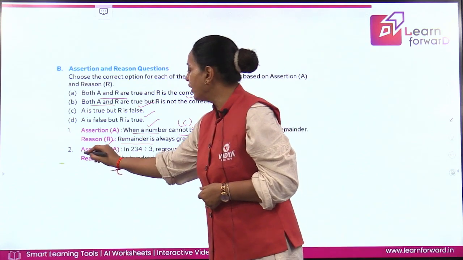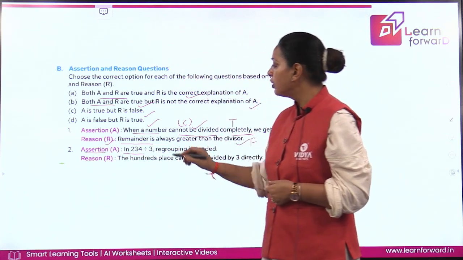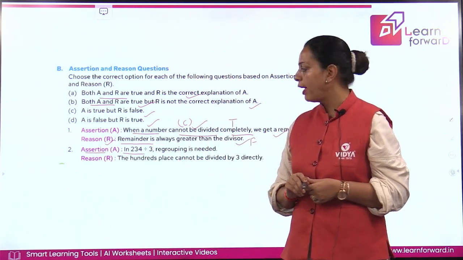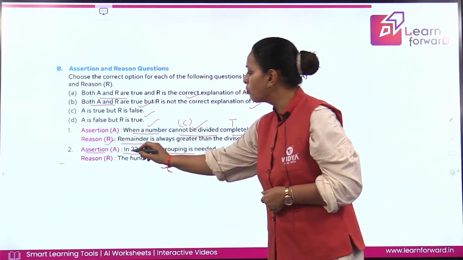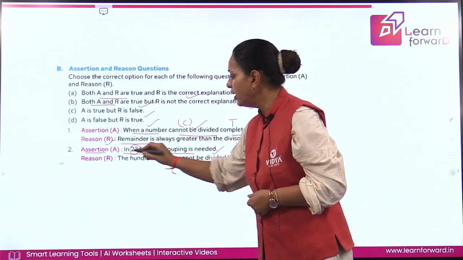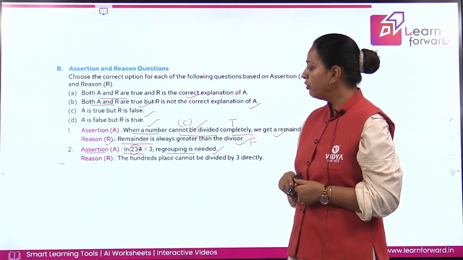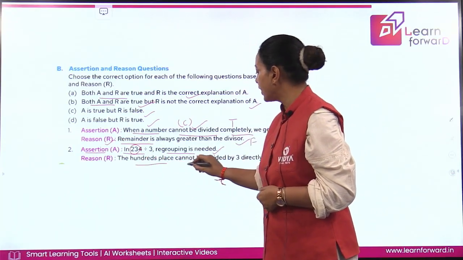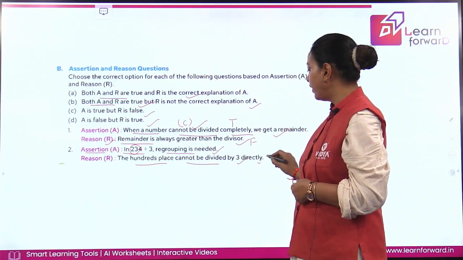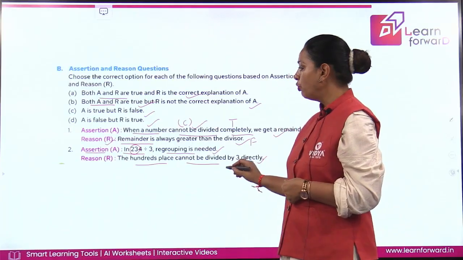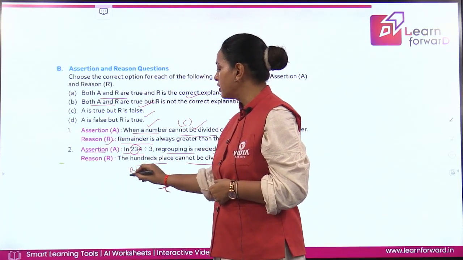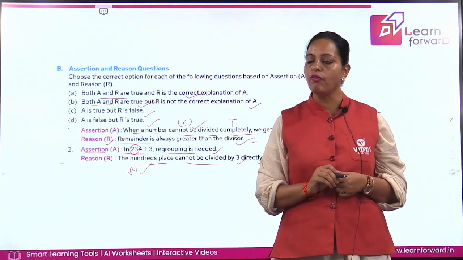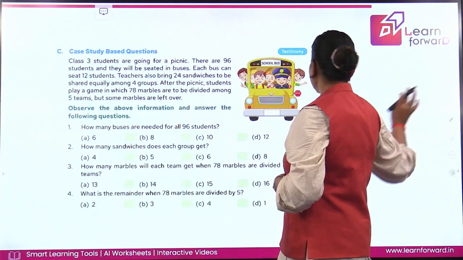Now the second one, assertion A, in 234 divided by 3, regrouping is needed. Yes, because 2 is smaller than 3. So हम 23 ऐसे लेंगे. Okay. Then reason R, the 100th place cannot be divided by 3 directly. Yes, this is also true. So here we can write A part. This is the correct explanation of A. I hope this is clear to you.